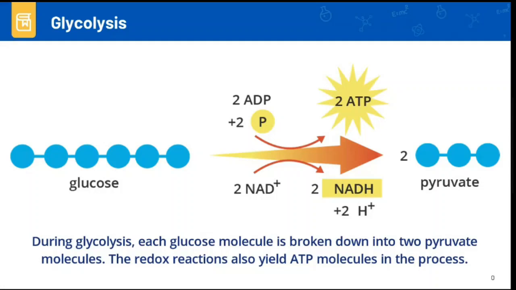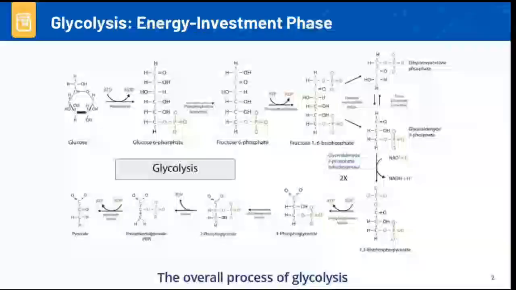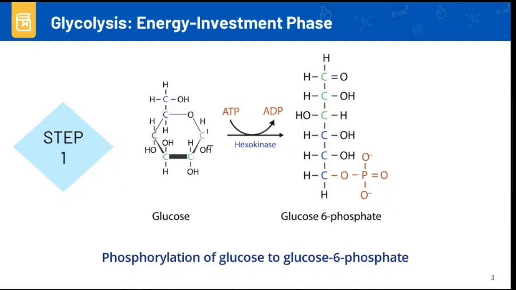Now, in this process, here are the 10 steps of your glycolysis. First, we will have the energy investment phase and later on the energy harvesting phase. So what is all about this energy investment phase? The energy investment stage starts with a breakdown of glucose and utilizes ATP molecules to drive the process. So hence, the term investment is used. Okay? You need to invest first. Okay?